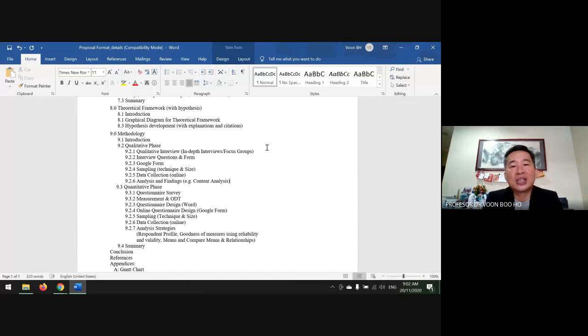Serious researchers will come up with a flow chart of the data collection procedures. First, what will you do? Second, what will you do? Third, what will you do? And so on. And then at that particular activity, this is the form that will be used and so on. So you will have a flow chart that will be good for this qualitative research phase.